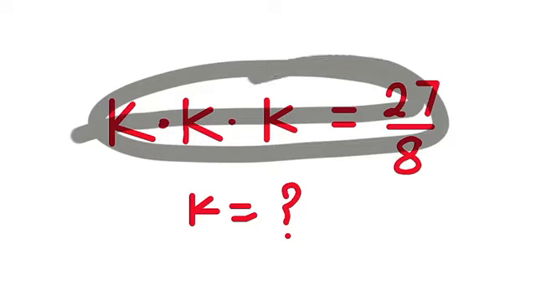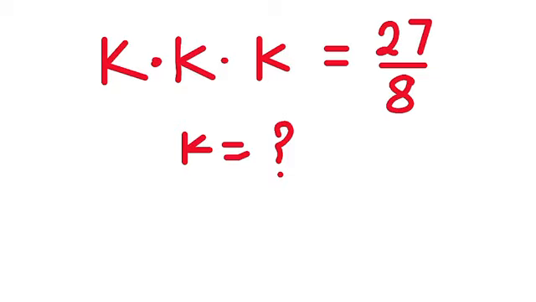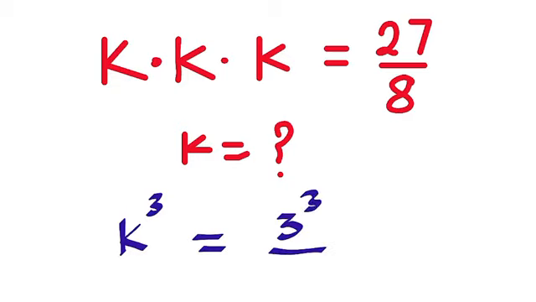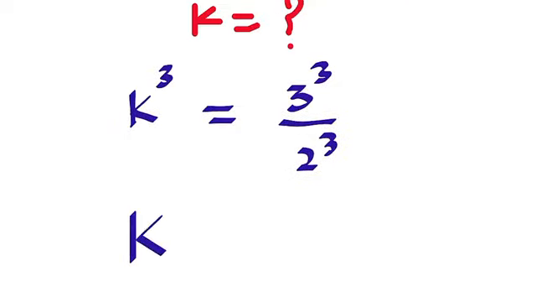We want to solve this problem here. So what's the value of k, when you have k times k times k equals 27 over 8? So what you are going to do is that I'm going to have k times k times k. That gives k to the power of 3. Then equals, so 27 can also be written as 3 to the power of 3, all over 2 to the power of 3.